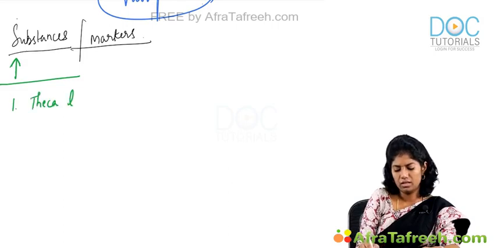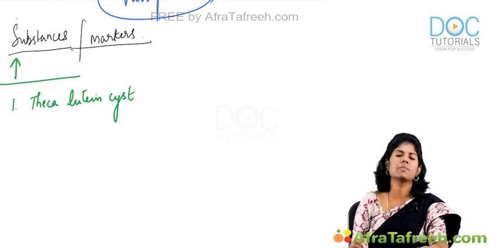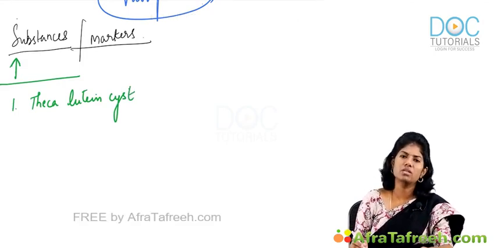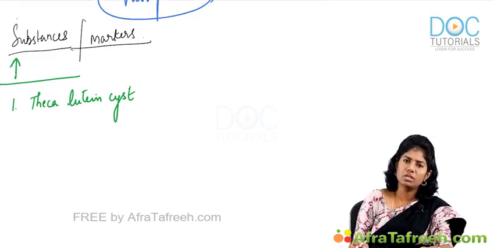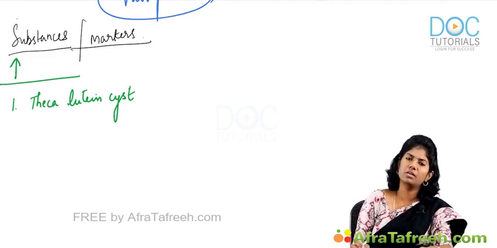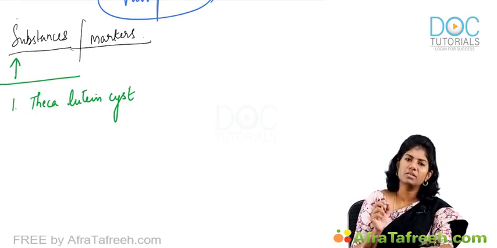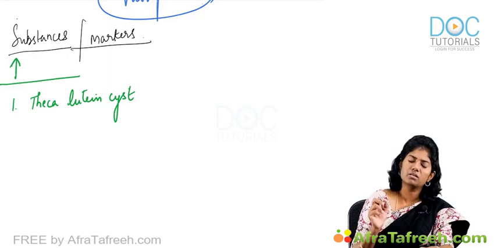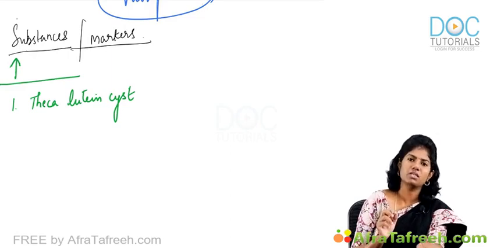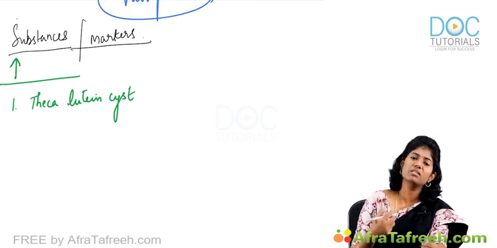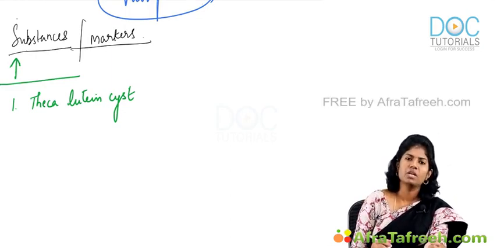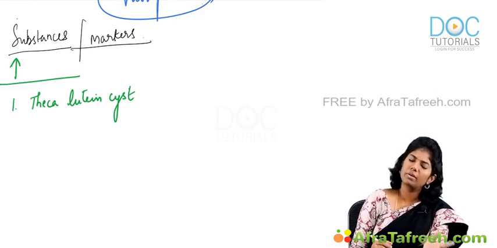Theca lutein cyst. I already discussed this theca lutein cyst in one other topic, and there I told you theca lutein cysts are secretory in nature. Theca lutein cysts can secrete androgens, they can cause virilization, and also remember theca lutein cysts are seen commonly in gestational trophoblastic diseases, but theca lutein cyst can also be seen in any condition where there is a high HCG. Any condition associated with high HCG levels is at risk for developing theca lutein cyst.